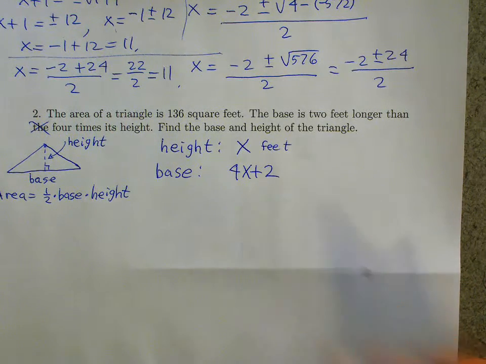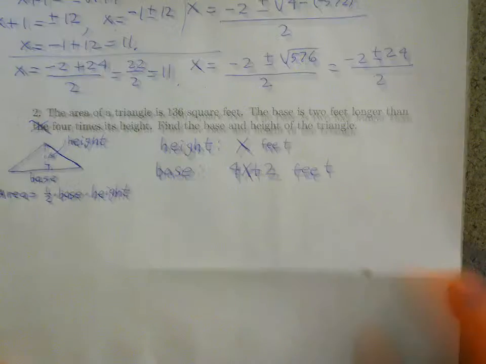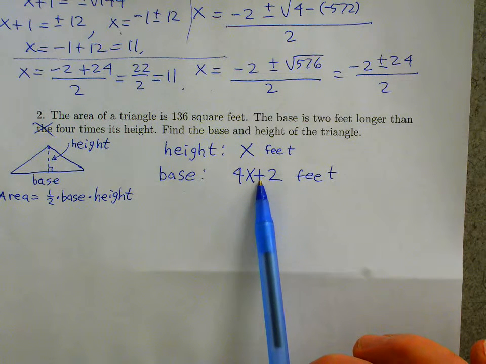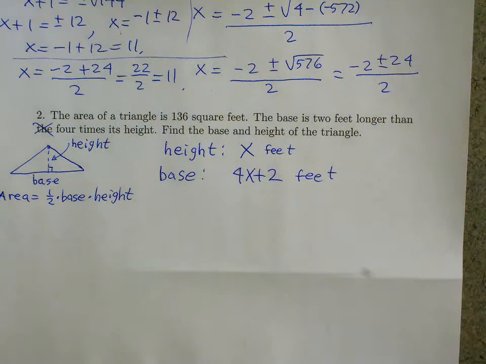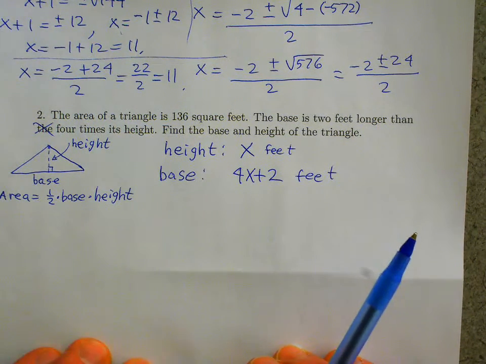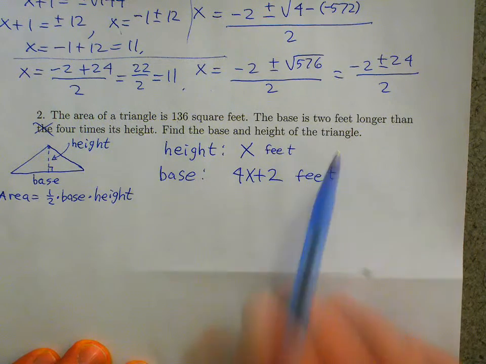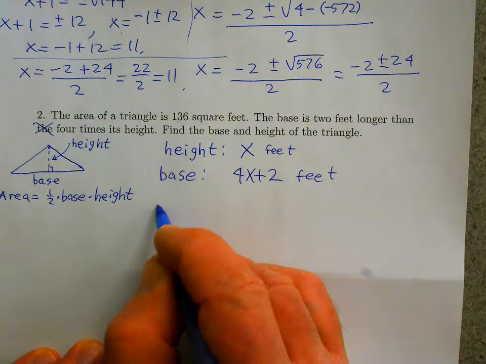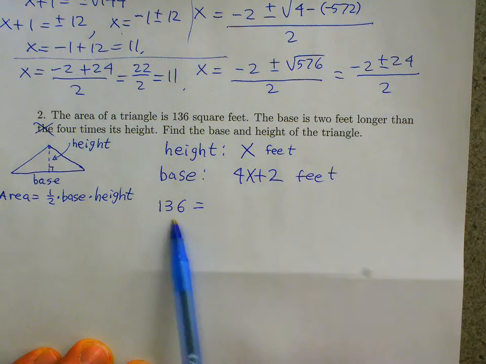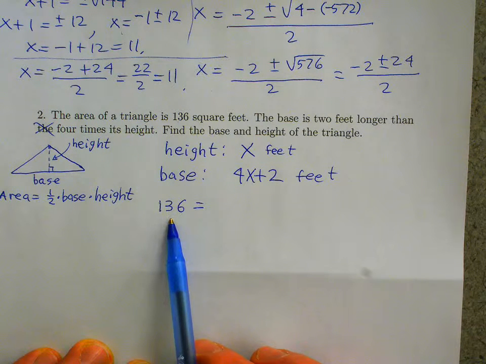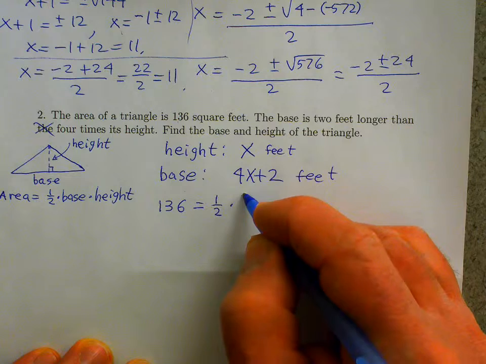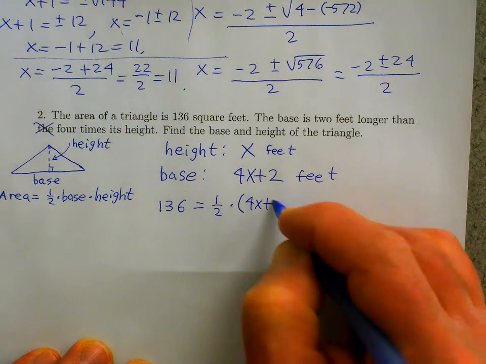And then after you make the variable assignments, you can look at them to see if it makes sense. It seems to make sense. The base is 2 feet longer than 4 times the height. Okay, then we use the area equals 1/2 base times height formula to get our equation. The area is 136 square feet. So we'll just write the number 136. We'll leave the units out when we're using the variables and the numbers. Okay, 136 is the area. That's equal to 1/2 times the base times the height. So 1/2 times the binomial 4x plus 2 times x.